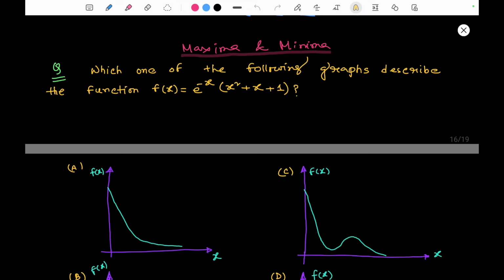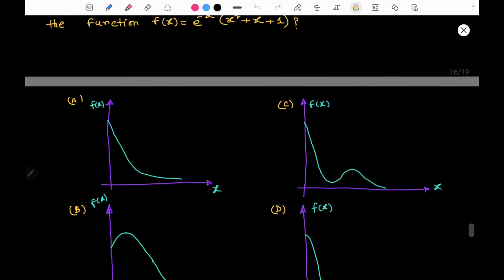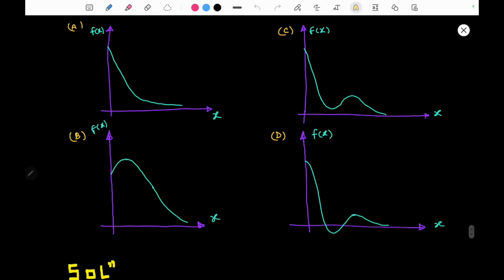Welcome to my channel. So today we are going to solve this maxima and minima question. So let's read the question. Which one of the following graphs describes the function f(x) = e^(-x^2 + x + 1)? So this function represents which graph, that we need to find out.